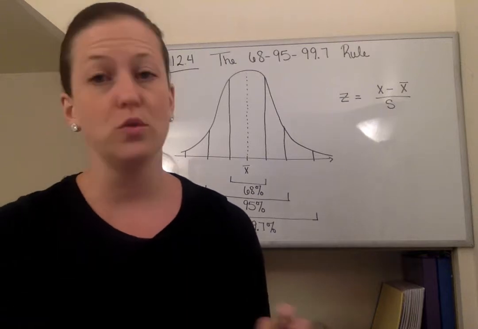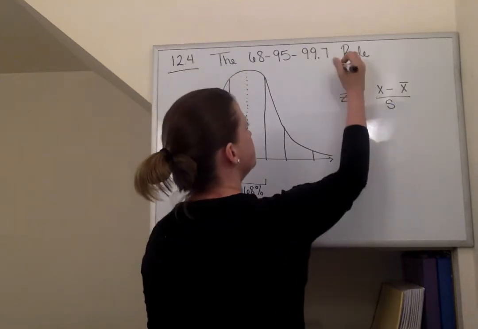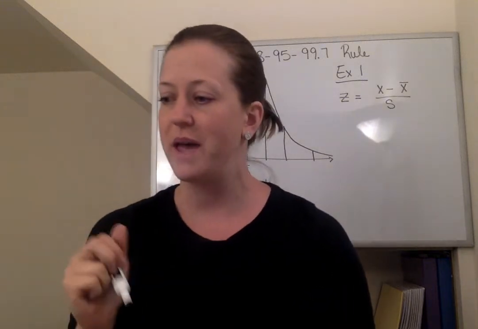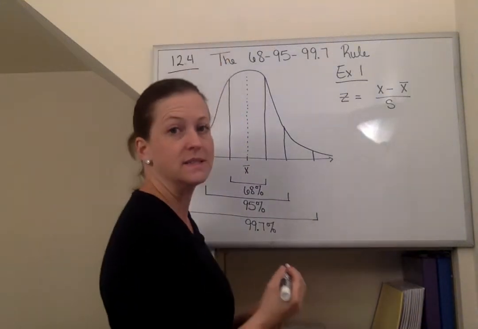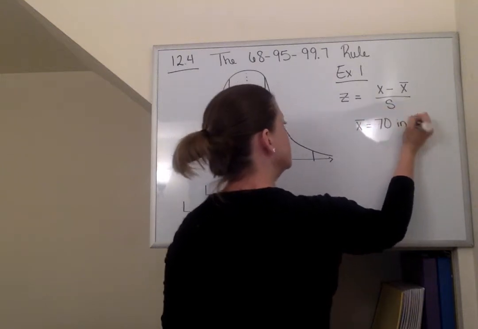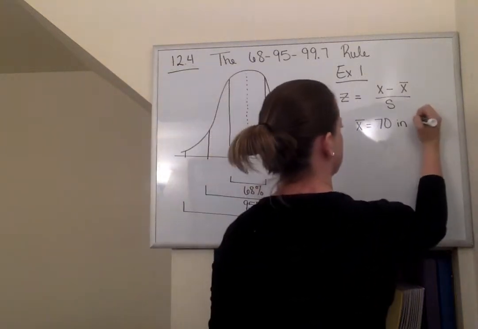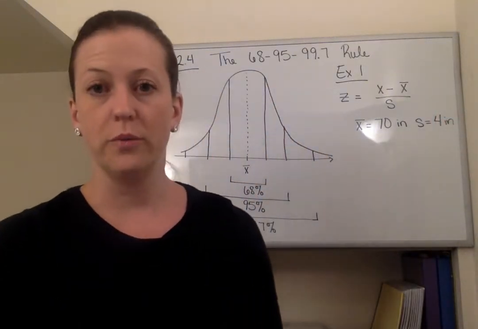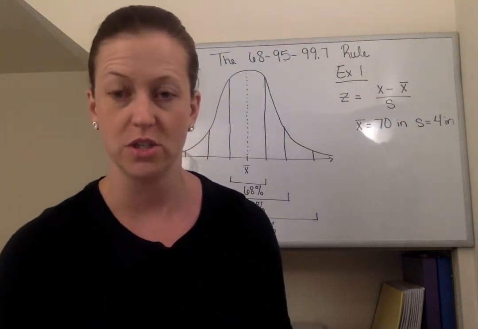If you look in your book, we're going to talk about example 1. Maybe pause the video and open your book real quick. Example 1 talks about the male adult heights of North America. It says that the mean is 70 inches, and the standard deviation is 4 inches. So, what if someone is 74 inches tall?